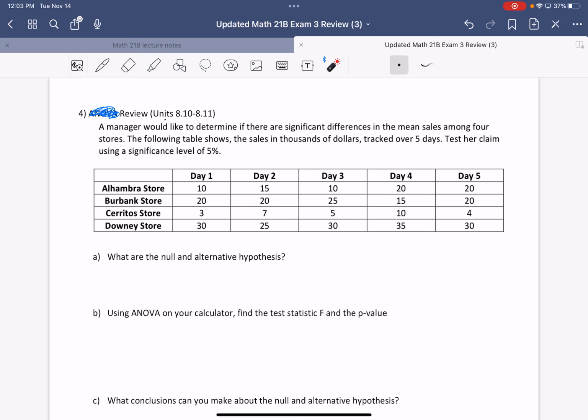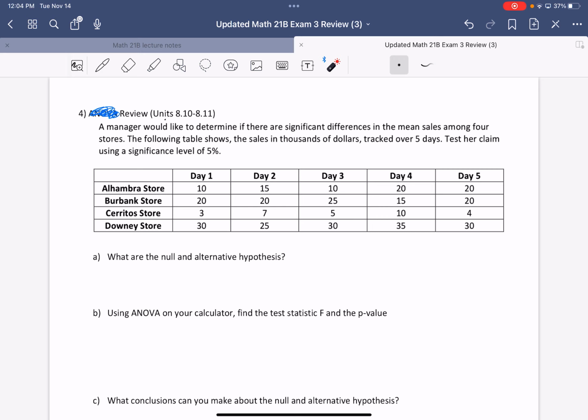Is this with L1 and L2 and so on? It is, but what direction are we entering in? To the right, horizontally. It's not gonna go down? Not in this example, because what's the question asking about? The mean sales among 4 stores. We just happen to get the data across 5 days, but we're not comparing the data across days. We're comparing the data among the 4 stores.